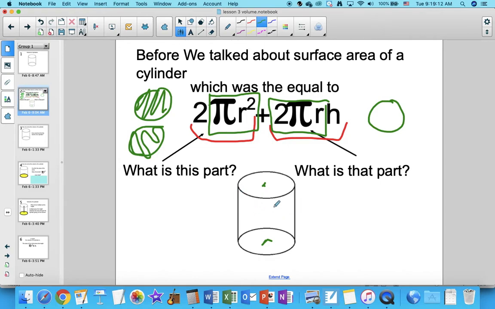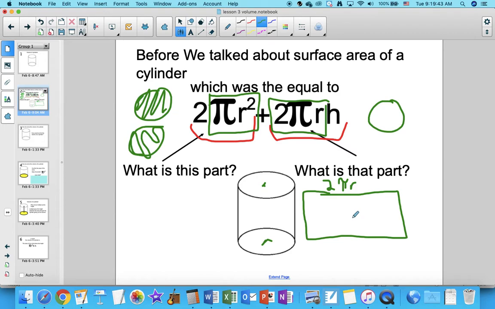Now this round part is basically just a rectangle, right? It's just a rectangle curled around these two circles. So you take this rectangle and you curl it around these two circles. That means this length must also curl around the circumference of the circle. So that must also mean that this length is the circumference of the circle, which is 2 pi r.